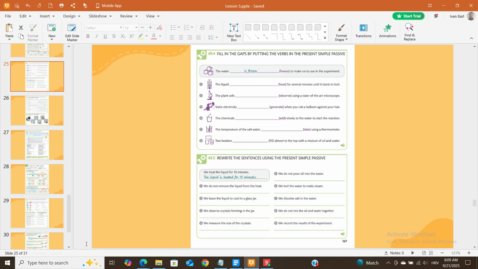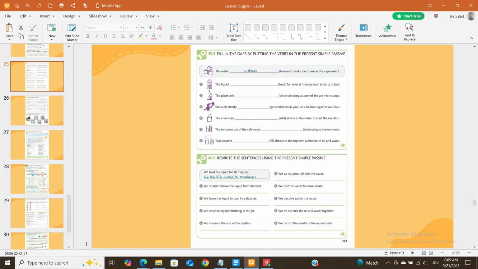49.5 Rewrite the sentences using the present simple passive. We heat the liquid for 10 minutes. The liquid is heated for 10 minutes. We do not remove the liquid from the heat. We do not pour oil into the water. We boil the water to make steam. We leave the liquid to cool in a glass jar.